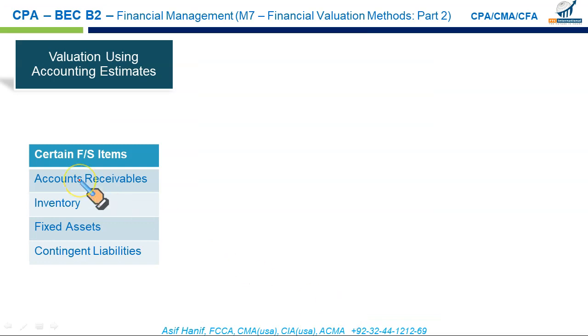We have these specific items on financial statements, and we have some specific valuation methods for them. I'm sure you remember accounts receivable are reported at NRV, that is the gross accounts receivable number minus the balance of allowance for uncollectible accounts. I'm sure you know this. That's an estimation of bad debts.